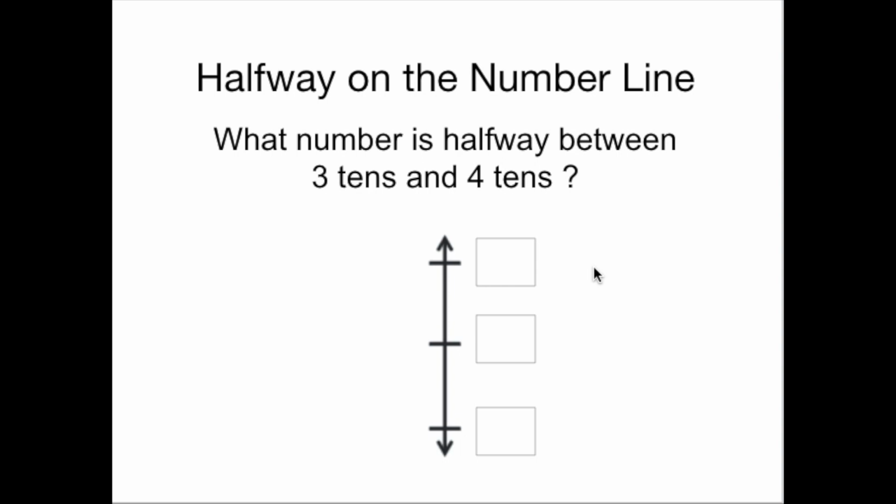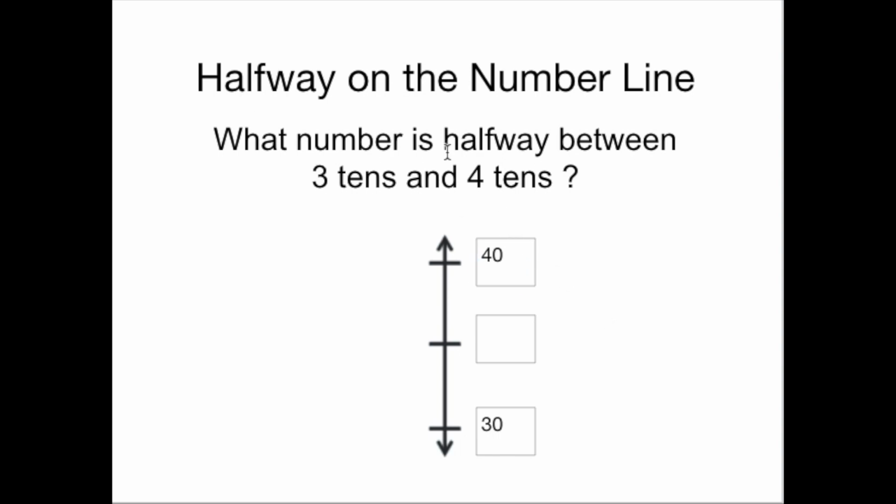All right, we're going to talk about halfway on the number line. What number is halfway between 3 tens and 4 tens? Well, let's start by labeling our number line. 3 tens, I know that's 30, and that's small, so it's going to go on the bottom. And 4 tens comes out to be 40. That's larger, so it goes up top.